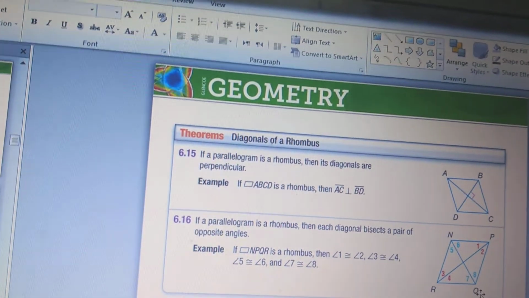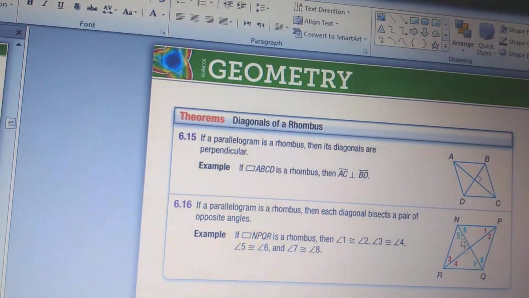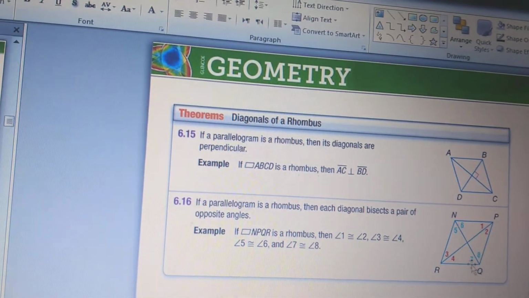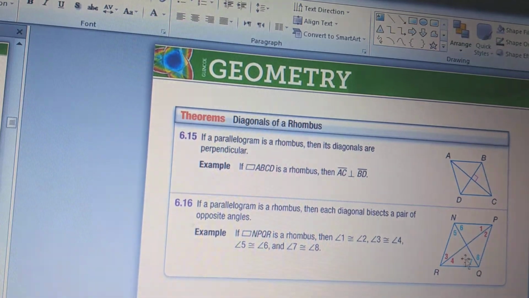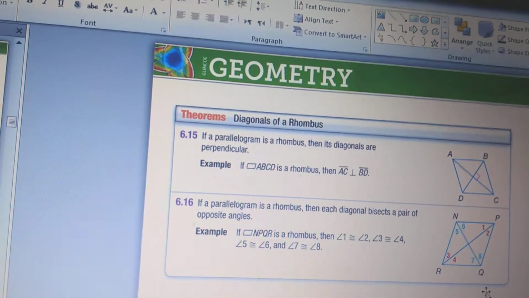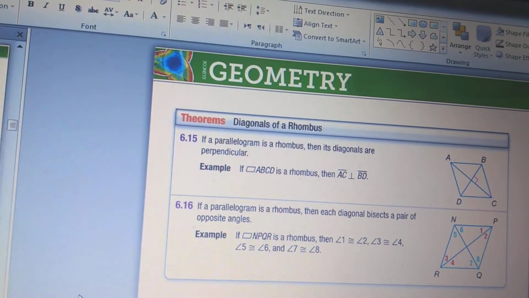The same here, angle N and angle Q are congruent. This means angles 5, 6, 7, 8, these four angles, are congruent. Why again? Because diagonal NQ bisects the opposite angles.